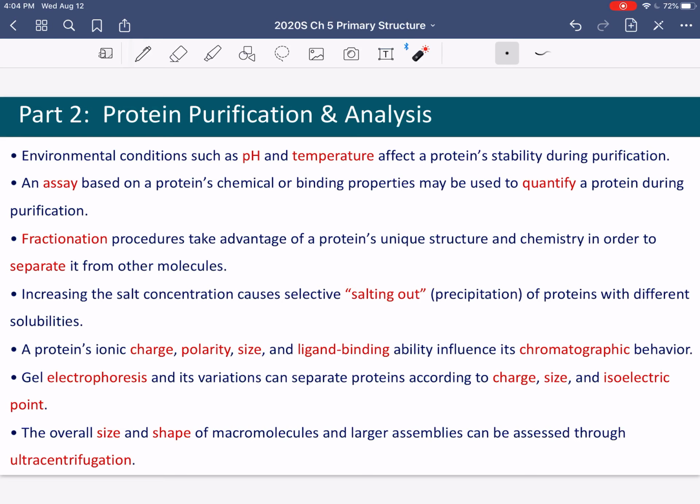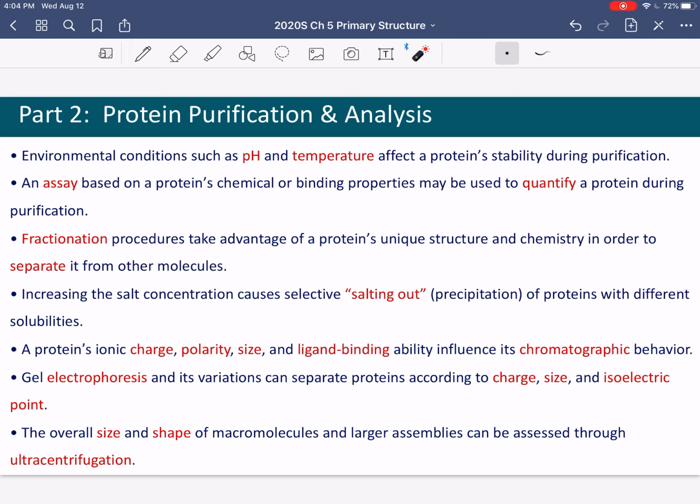And so what we're going to cover in part 2 is listed here as a bullet list, and then we'll break down the bullets one by one in upcoming videos. So we'll be talking about how environmental conditions like pH and temperature can affect a protein's stability during purification. So we're going to have to respect the fact that proteins are folded stably at physiological pH and temperature, and hold those as close to their functional state as we can while we separate them and purify them.